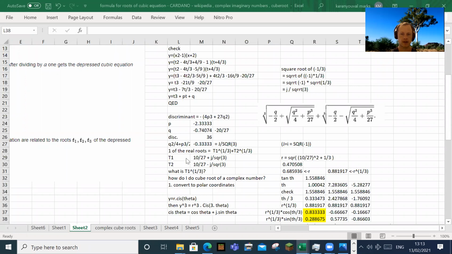So converting this T1 here into polar coordinates, you need to work out what is the R and what is the theta. First of all, the R is, you just remember this stuff, it's like in a Pythagoras triangle where one side is 10 over 27, the other side length is 1 over the square root of 3. So you work out the length of the hypotenuse, that's the R. So that's the standard formula. So you do 10 over 27 squared plus a third, because 1 over the square root of 3 squared is a third, and then the square root of that, and that is equal to this number here. Okay, so that's your radius, and now let's work out.